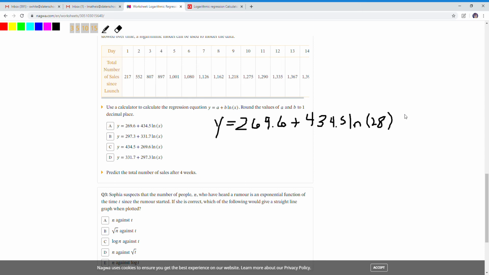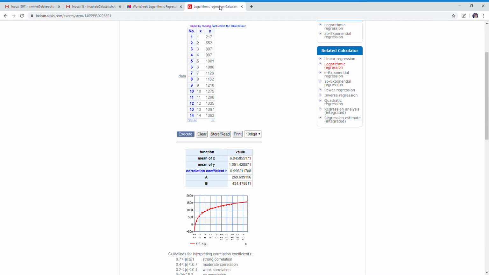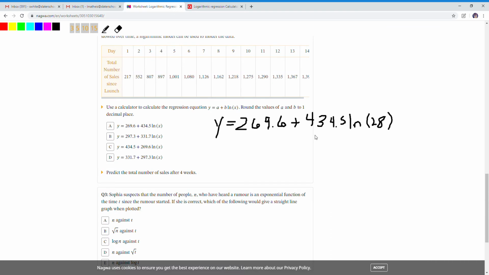Now, with a calculation like this, this calculator doesn't do it for you, but your calculators that you should have at home, or to be honest, just about any phone calculator, should be able to do this for you. So I'm going to go ahead and do that on mine, and then I'll write that up here. So 269.6 plus 434.5 times the natural logarithm of 28 will get us 1,117. So we find out that y here is equal to 1,717 total downloads.